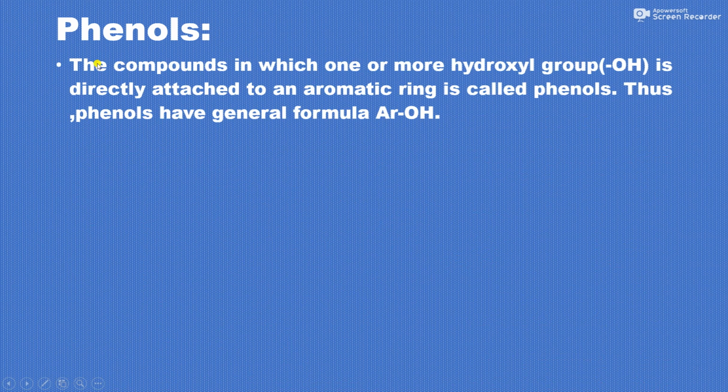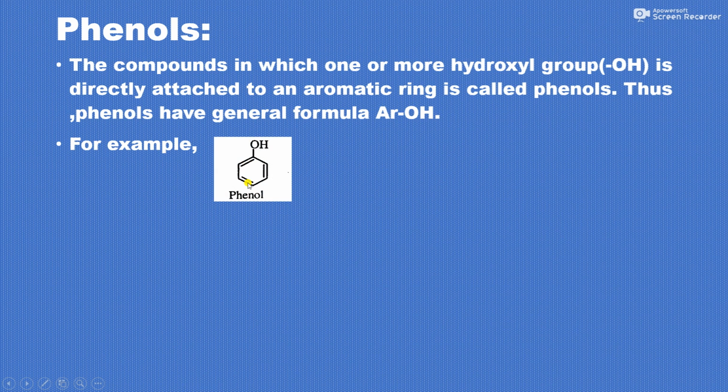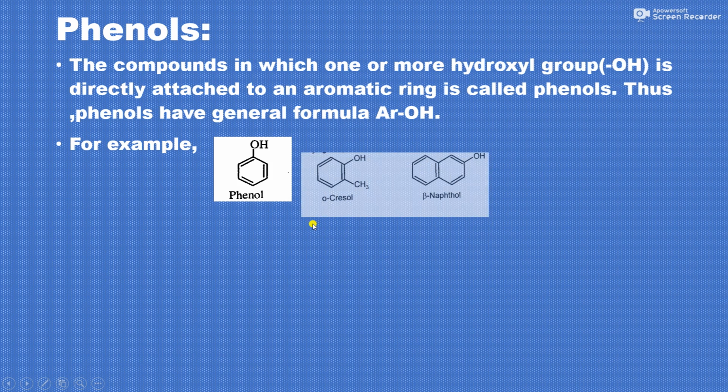Phenols are the compounds in which one or more hydroxyl groups, OH, are directly attached to an aromatic ring. Thus, phenols have the general formula ArOH. For example, this is an aromatic ring having a hydroxyl group, which is known as phenol. Phenol is also known as carbolic acid.